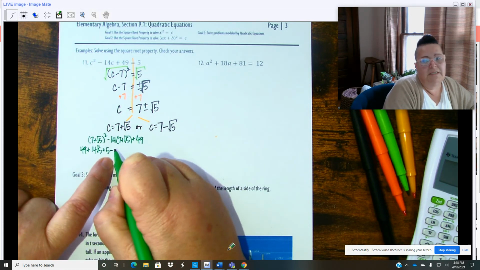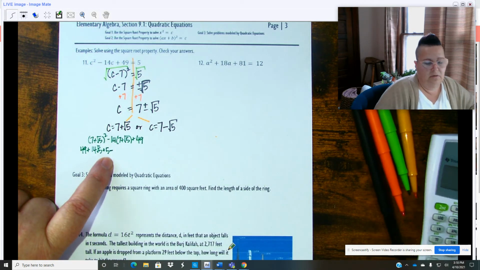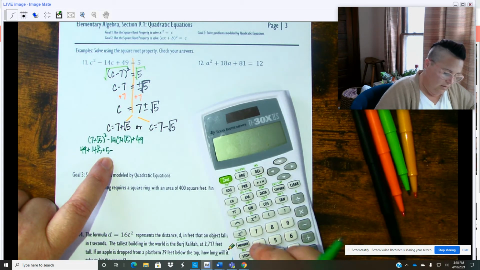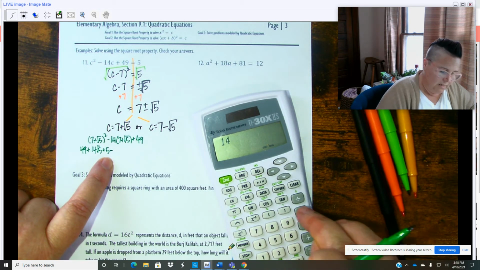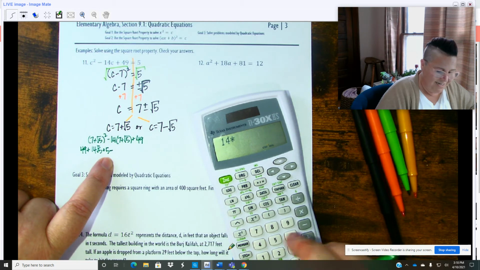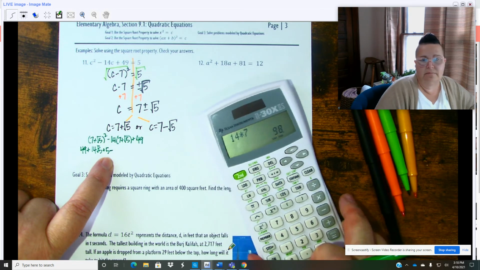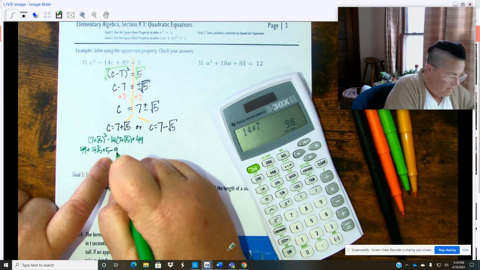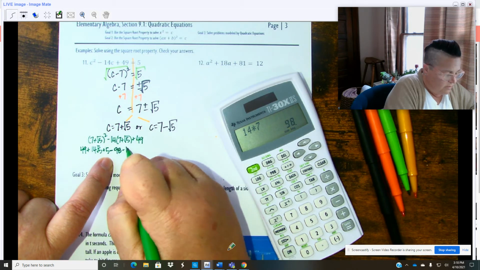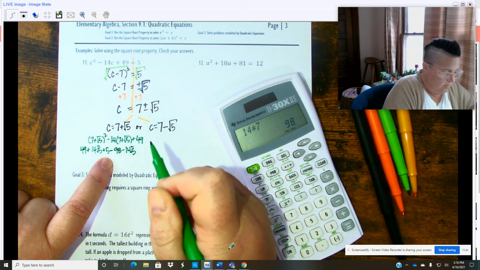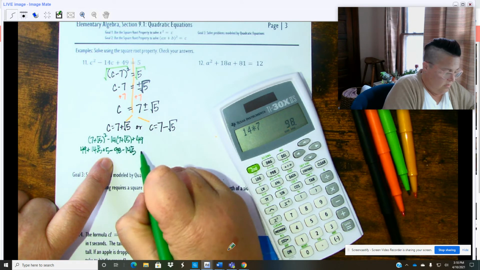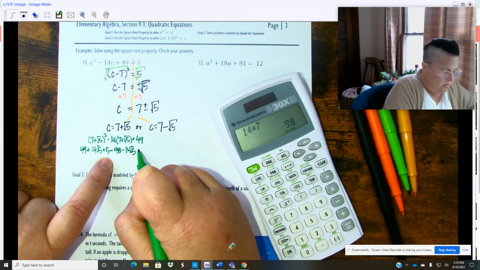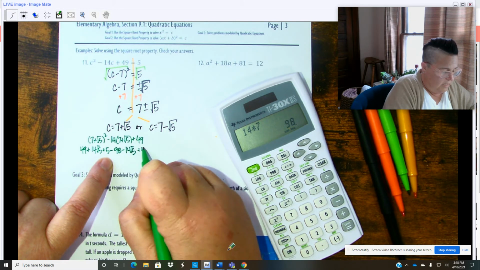Minus 14 times 7. I don't know what that is. So that's where my calculator is going to come in. 14 times 7. I want to say it's 91, but it's 98. Okay. So this is going to be 98 minus 14 square roots of 5 plus 49.